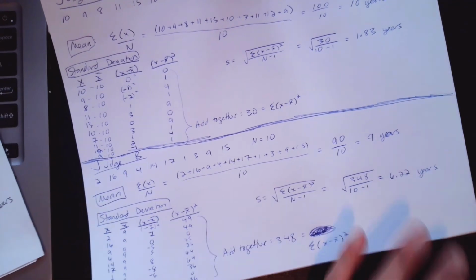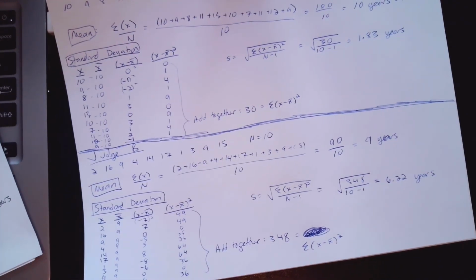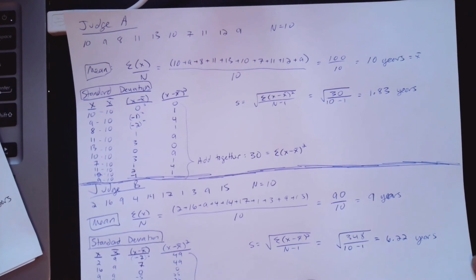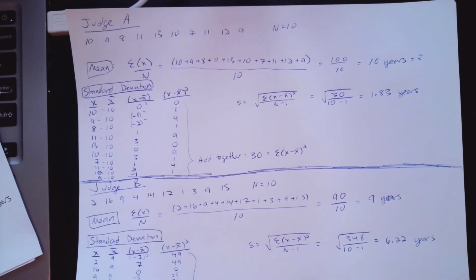years. And the interpretation of this standard deviation then is that for judge B, the average distance between each observation and the mean is about 6.22 years. So on average, the sentences assigned by the judge are around 6.22 years away from the mean on either side. And what this tells us is that Judge A is much, much more consistent in sentencing than Judge B, who is all over the map.